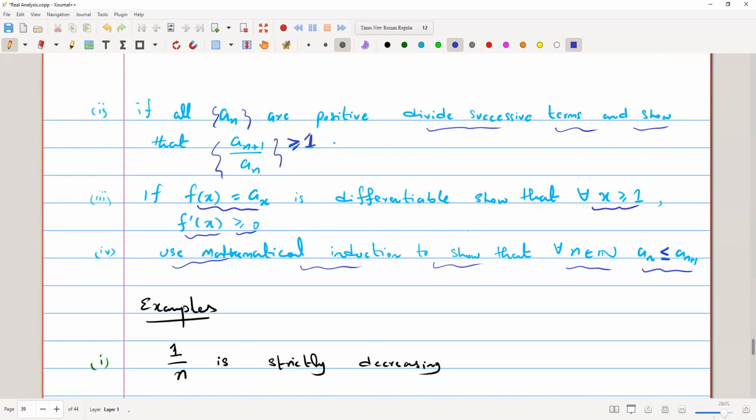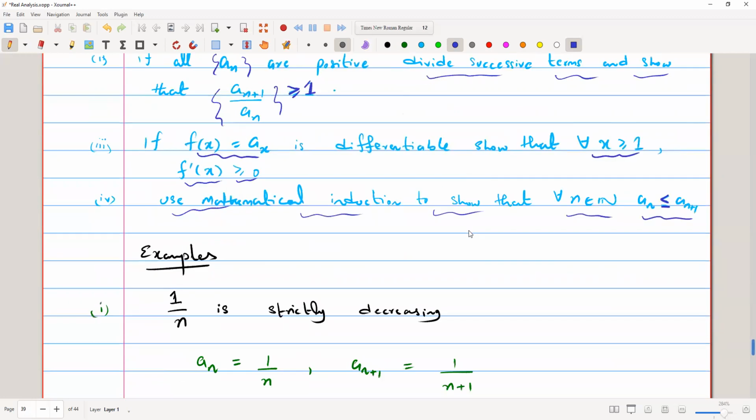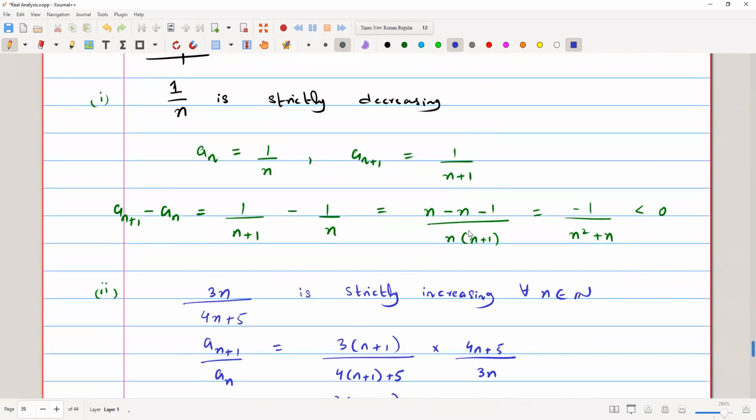So these are the four methods, and we will see in some problems, we will work out some of them, and we'll see how to apply these methods. So for instance, in this example, we are given this sequence, that is an equals 1 over n.